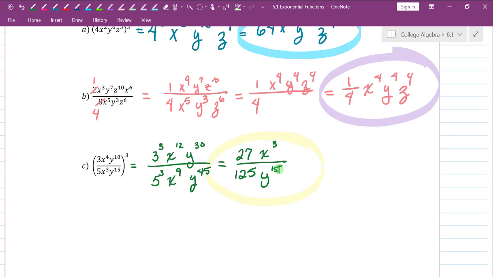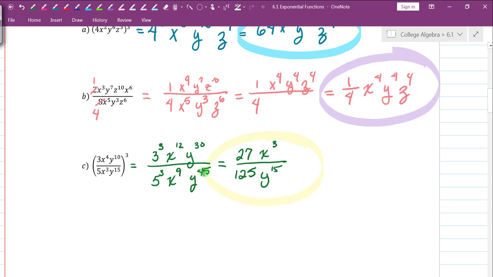First, it's going to be 3 to the 3rd power. We have to bring this third into each term within the parentheses. So it's going to be 3 to the 3rd, which is what I have here, x to the 4th times 3, so it becomes x to the 12th, y to the 10th times 3 becomes y to the 30th, 5 to the 3rd, x to the 3rd raised to the 3rd becomes x to the 9th, y to the 15th raised to the 3rd becomes y to the 45th.